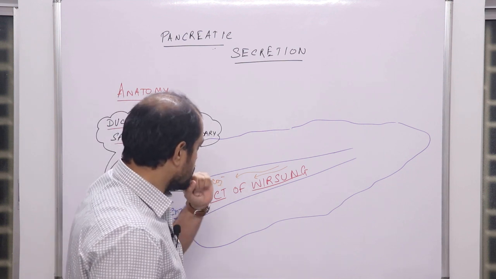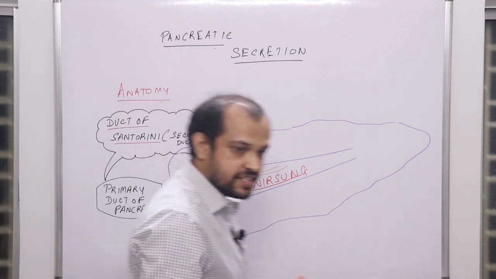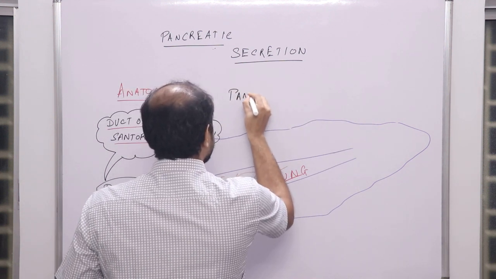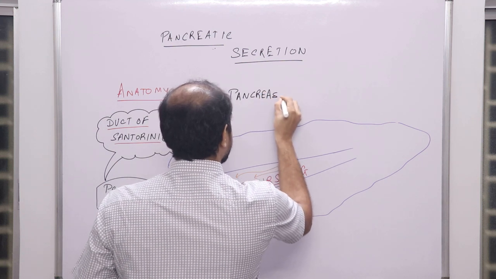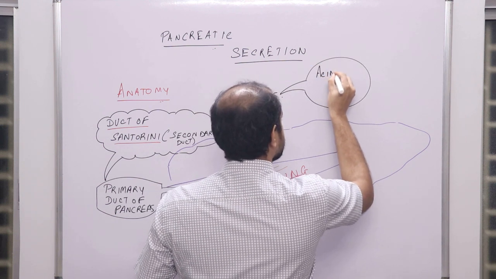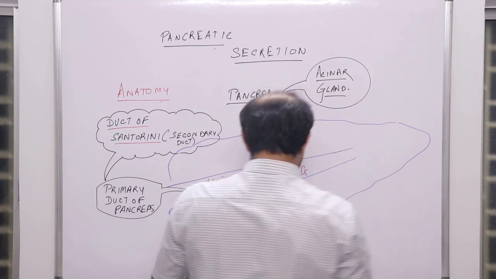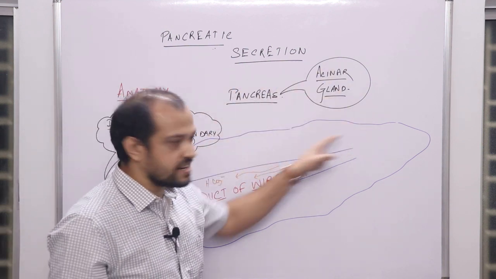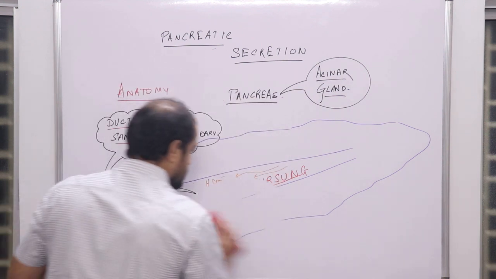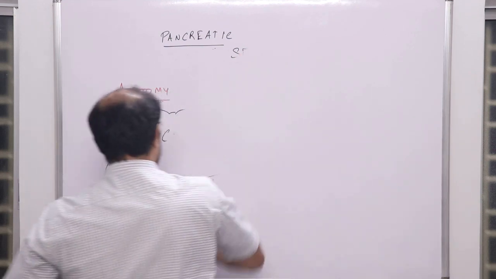Now we need to talk about some inner anatomy of our pancreas, okay. Now listen, the pancreas is an acinar gland. Clear? The pancreas is an acinar gland. Now, what is the meaning of the term acinar? We will talk about that today, right? But before that, we must understand the inner anatomy of the pancreas first and foremost. Clear?